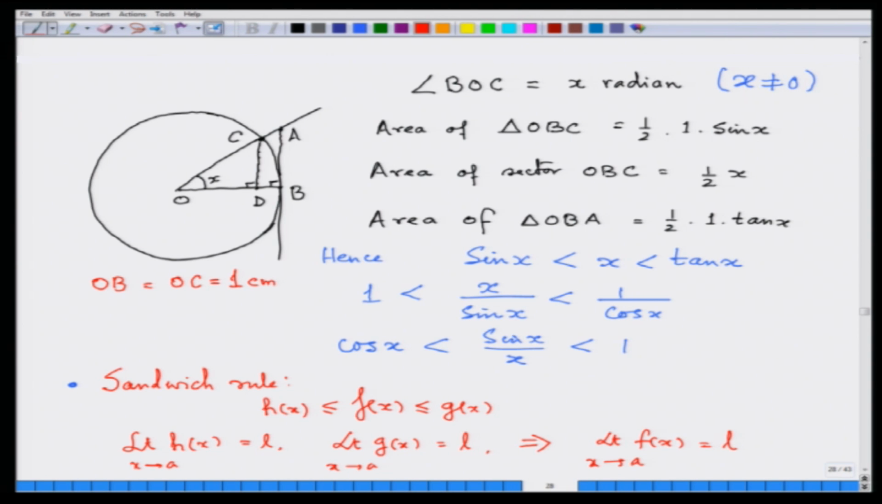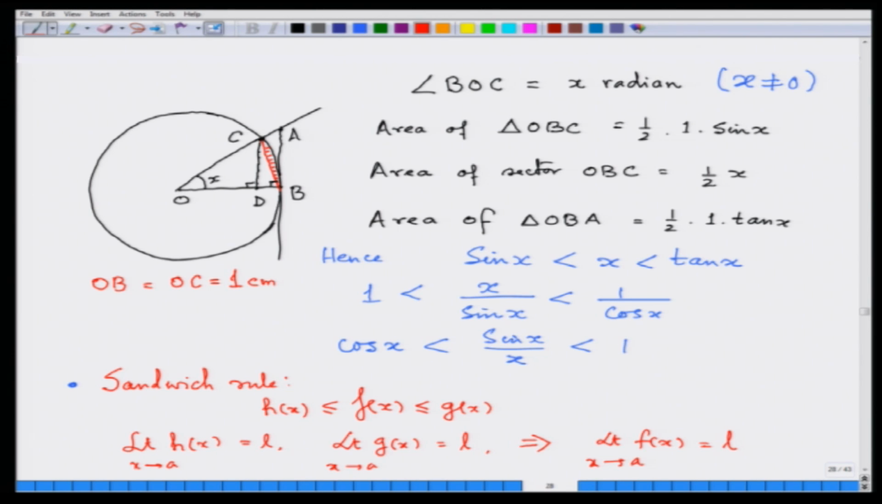Now I will calculate the angle OBC, then I will calculate the circular sector OBC. So the circular sector has this additional area, this one.